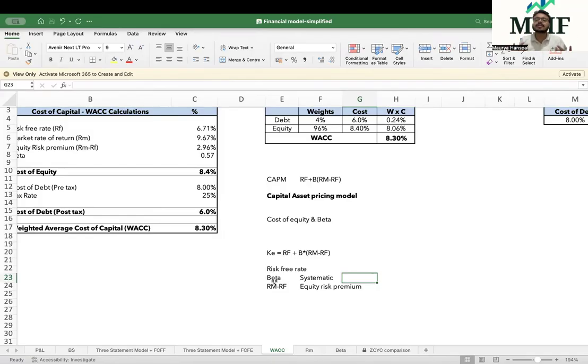The second risk is the systematic risk, which I cannot diversify away even by creating a portfolio. The systematic risk is also called your market risk, which you cannot diversify at all.